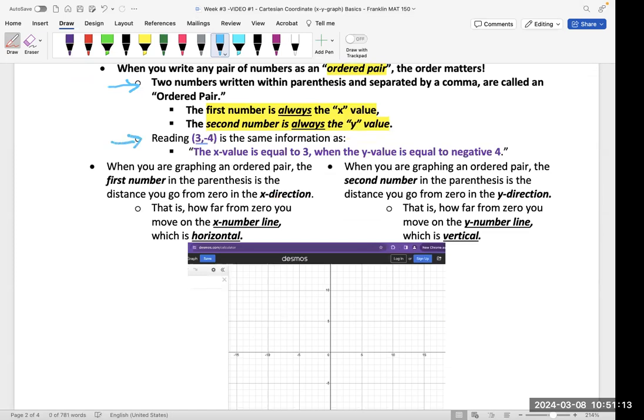When you read this (3, -4), you're saying the x value is equal to 3 when the y value is equal to -4. So instead of writing out that entire purple sentence in English, mathematically, we just write parenthesis 3, -4, close parenthesis, and it tells the same information.